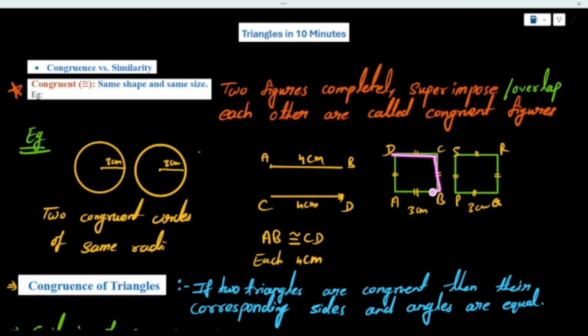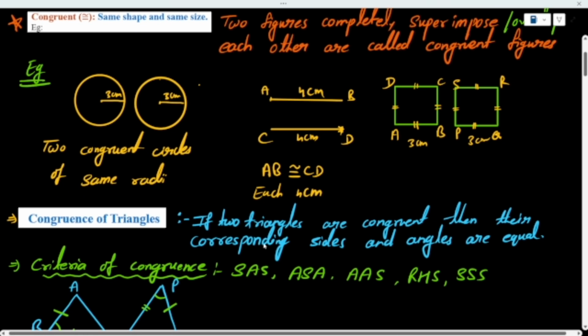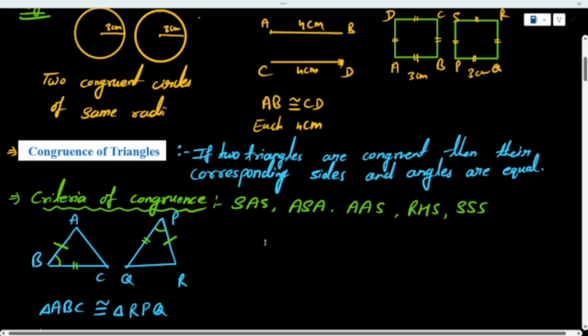Here ABCD is a square. Similarly, PQRS is another square, because their corresponding sides are equal in length. That is why both the squares are congruent, right? But the main thing you have learned is the congruence criteria. In similarity also you should know the congruence criteria, because sometimes they give that the triangles are congruent and then you have to prove the similarity of triangles, right?